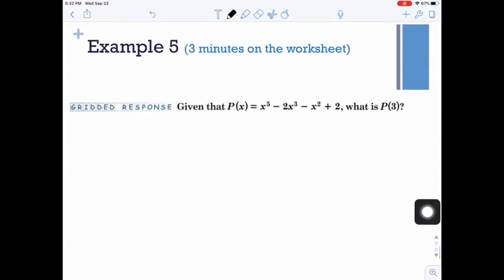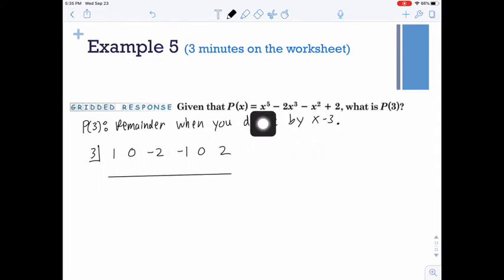We're going to use that idea to answer the question, given that p of x equals x to the fifth minus 2x cubed minus x squared plus 2, what is p of 3? So this is a good example to use synthetic division where they haven't given us every single coefficient.